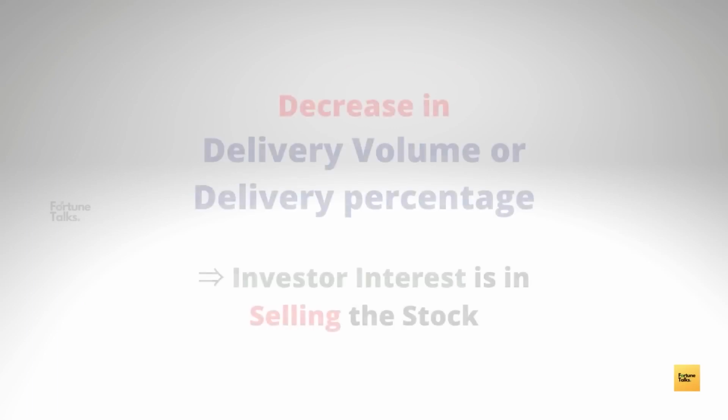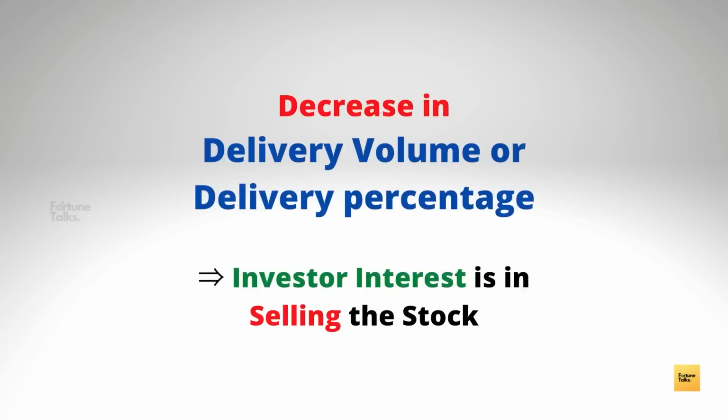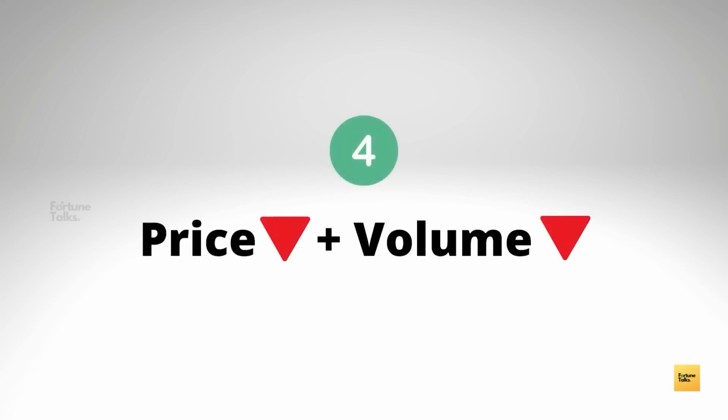If you are a swing trader or an investor, it is a good practice to look at the delivery volume or delivery percentage, which in this case would be decreasing since the investors are selling their shares. Now, an increase in the volume does not necessarily mean an increase in delivery volumes. Moving forward to the final case where both the volume and price decrease.